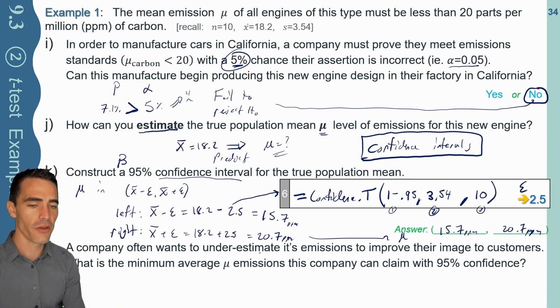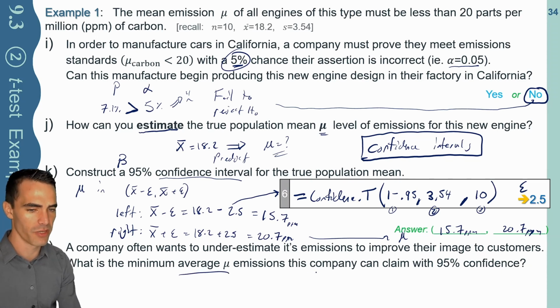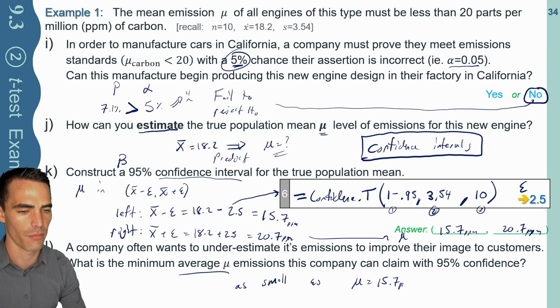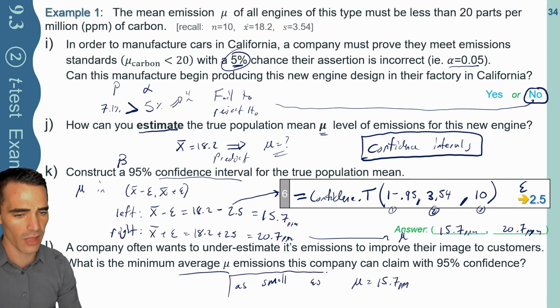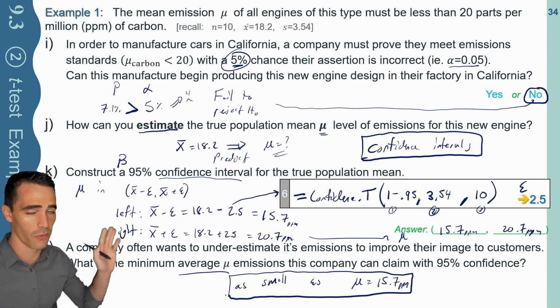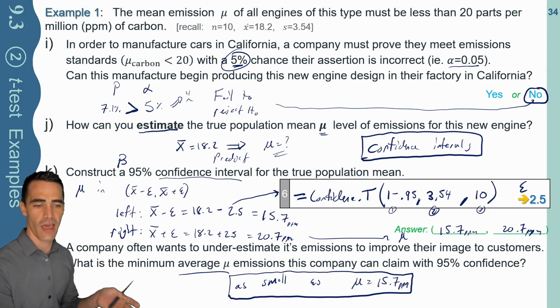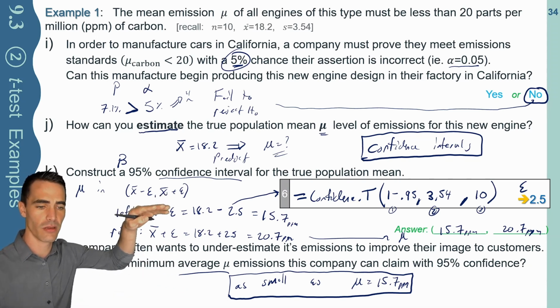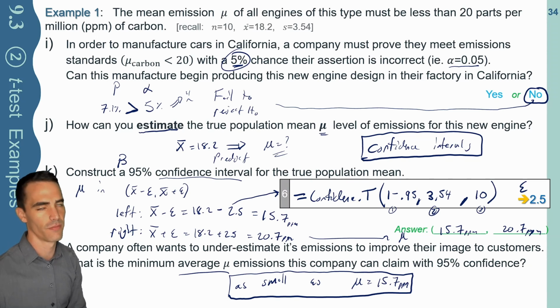A company often wants to underestimate its emissions to improve their image to customers. What is the minimum average of emissions this company can claim with 95% confidence? They can say, look, our emissions are as small as mu equal to 15.7 parts per million. There are a lot of ways to try to mislead with statistics, and this is certainly one. They can say, hey, look, with 95% confidence, our mean can be as small as 15.7. In which case, if a regulator read that, they go, hey, look, that standard was 20, and they're pretty well below that at 15.7. But we know better.